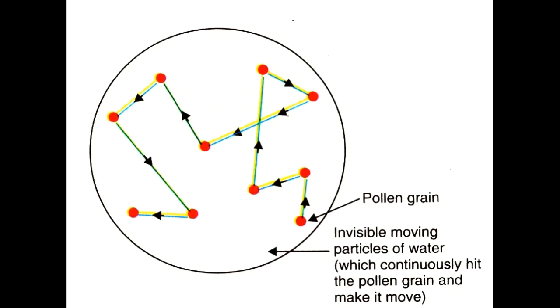Here is the diagram for you. You see, the pollen grain is shown by the red dot, how it is moving in a zigzag fashion on the surface of the water. Because the water molecules are moving here and there themselves, and in the process of movement they are knocking the pollen grain here and there. It is called Brownian motion.